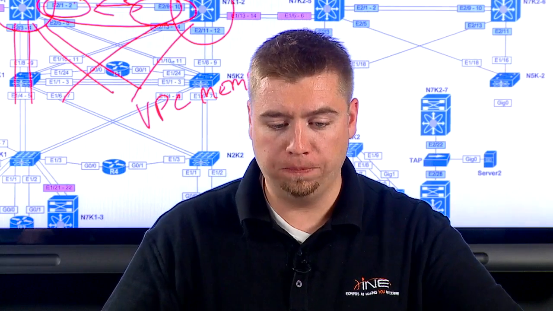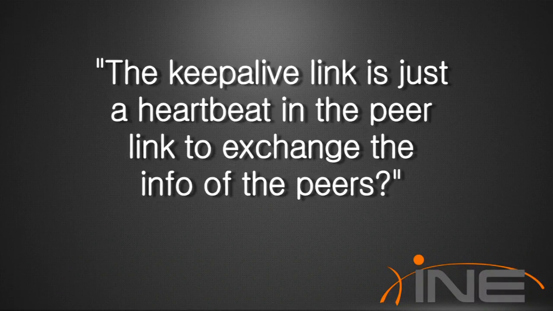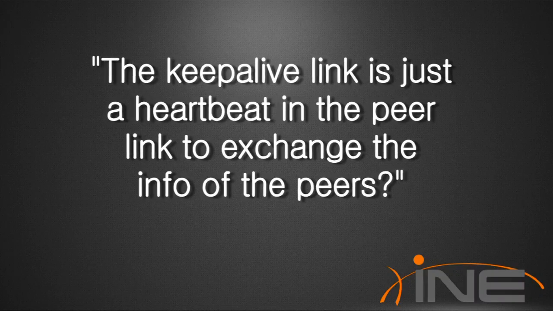So that's the downstream facing link. There's another question. The Keep Alive link is just a heartbeat and the peer link is to exchange the info of the peers. Correct. So the Keep Alive is just for doing the ping, basically. It's a UDP ping back and forth between them. The peer link is the one that's used to synchronize the control plane, the really, really important one. There are some cases where the peer Keep Alive link can go down and it's still going to be okay, but there is never a case where the peer link will go down and the VPC will be okay.